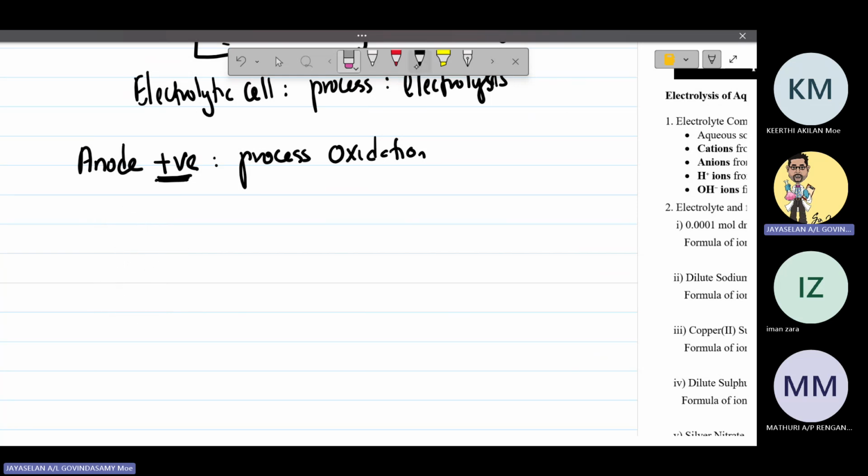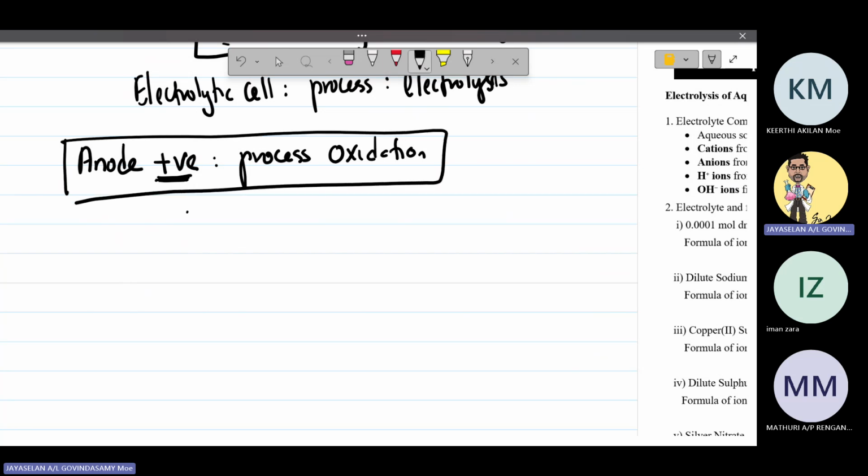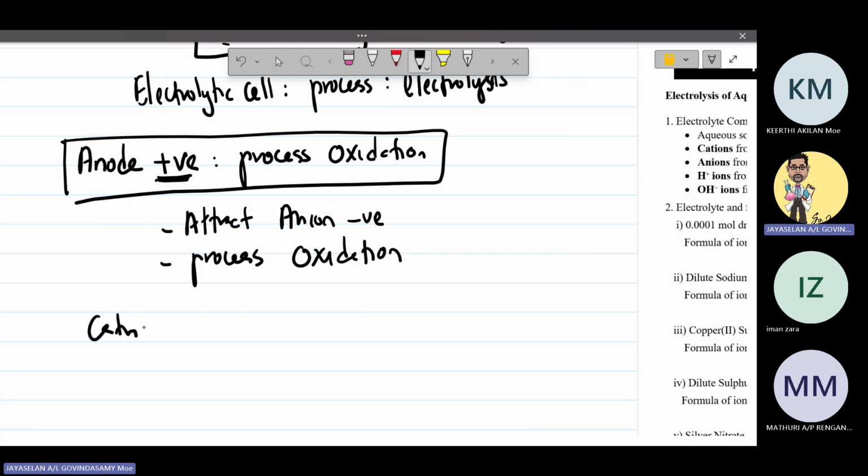Okay, so anode must memorize one property. Anode is positive terminal. Anode, please remember it attract what ion? N ion. What is N ion? Negative ion. Anode, what is the name of the process? Name of the process is called oxidation. Half equation, you all know how to do lah. Okay, now we go for cathode.